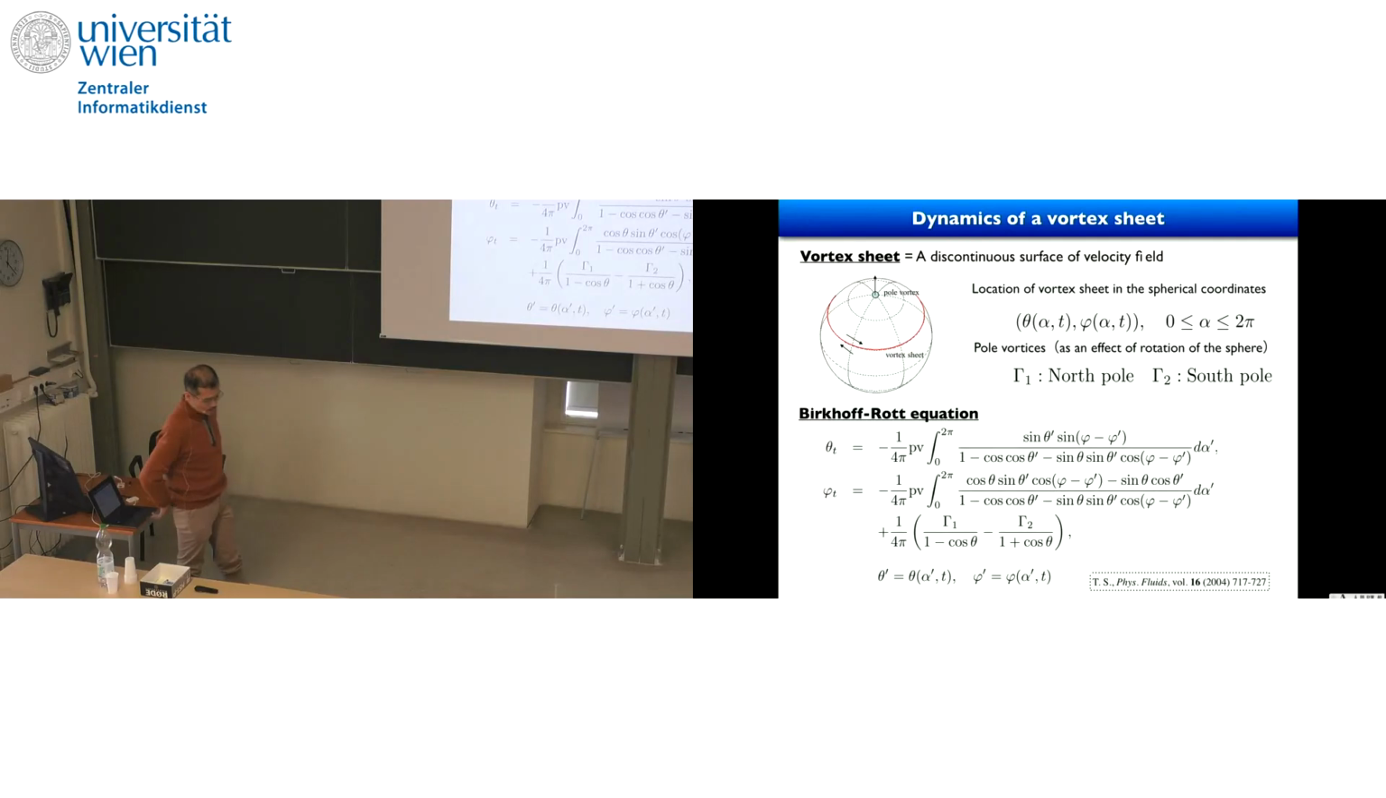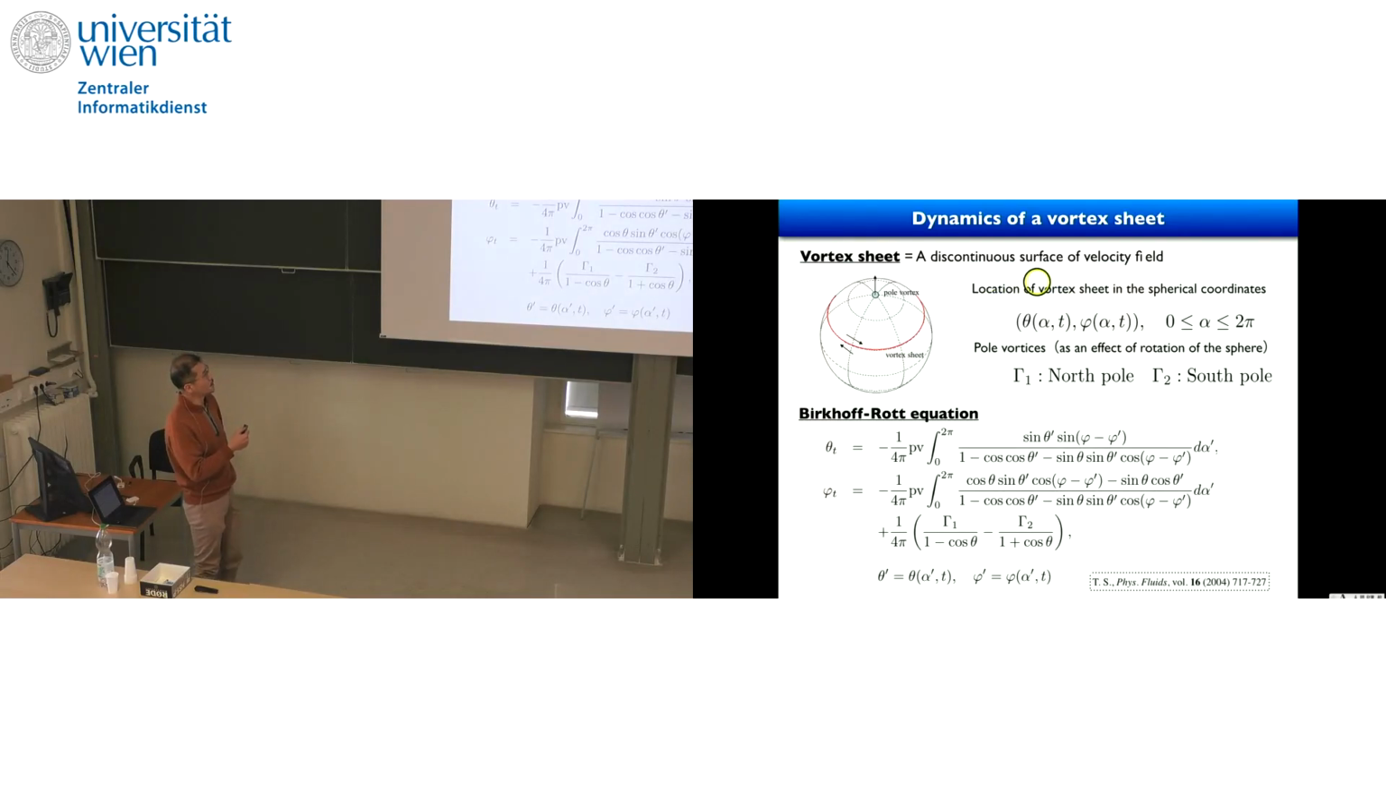Okay, let us change the topic from the Vortex point dynamics to the Vortex seed dynamics. So the Vortex seed, as I have mentioned earlier, is a discontinuous surface of the velocity field. This is a schematic figure of how the Vortex seed looks. This red curve is the Vortex seed, along which the velocity field changes discontinuously, like this.